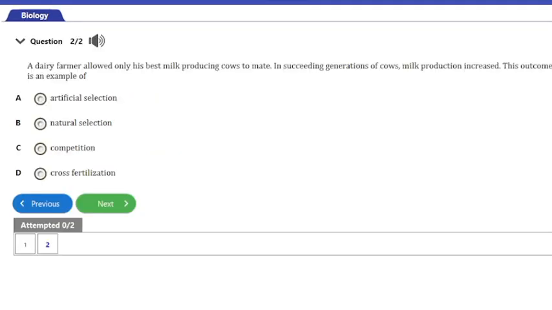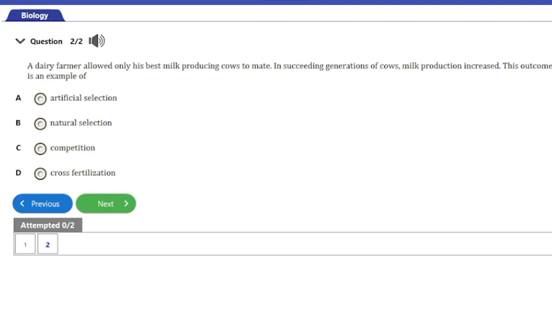Let's consider the next question. Question number 2 here. It says, a dairy farmer allowed only his best milk producing cows to mate. In succeeding generations of cows, milk production is increased. This outcome is an example of A, artificial selection, B, natural selection, C, competition, D, cross-fertilization.